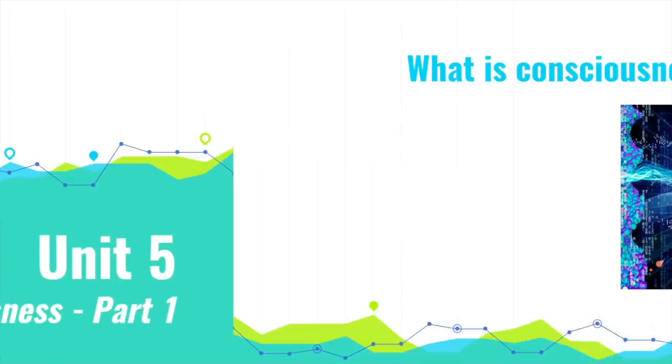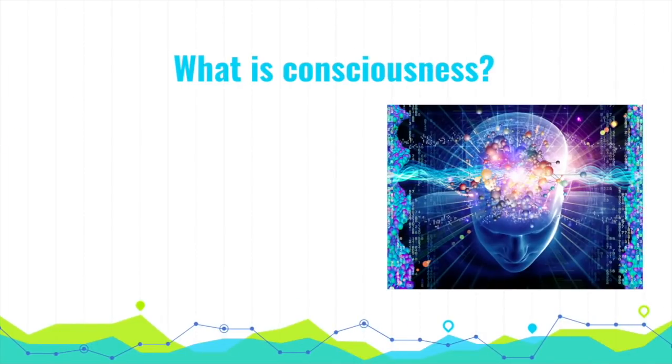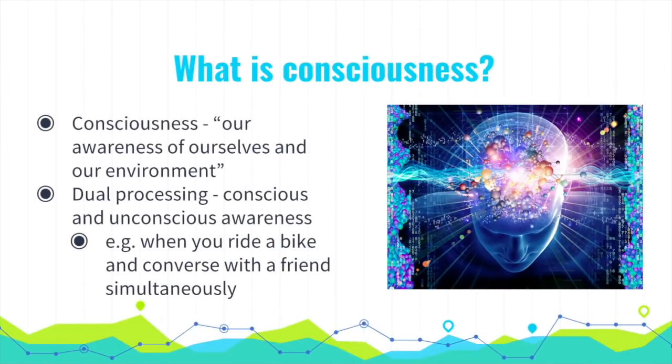Let's do it. So, we're going to talk about what consciousness is. The book defines consciousness as our awareness of ourselves and our environment. Dual processing is an idea closely related to consciousness, and it involves both a conscious and unconscious awareness.